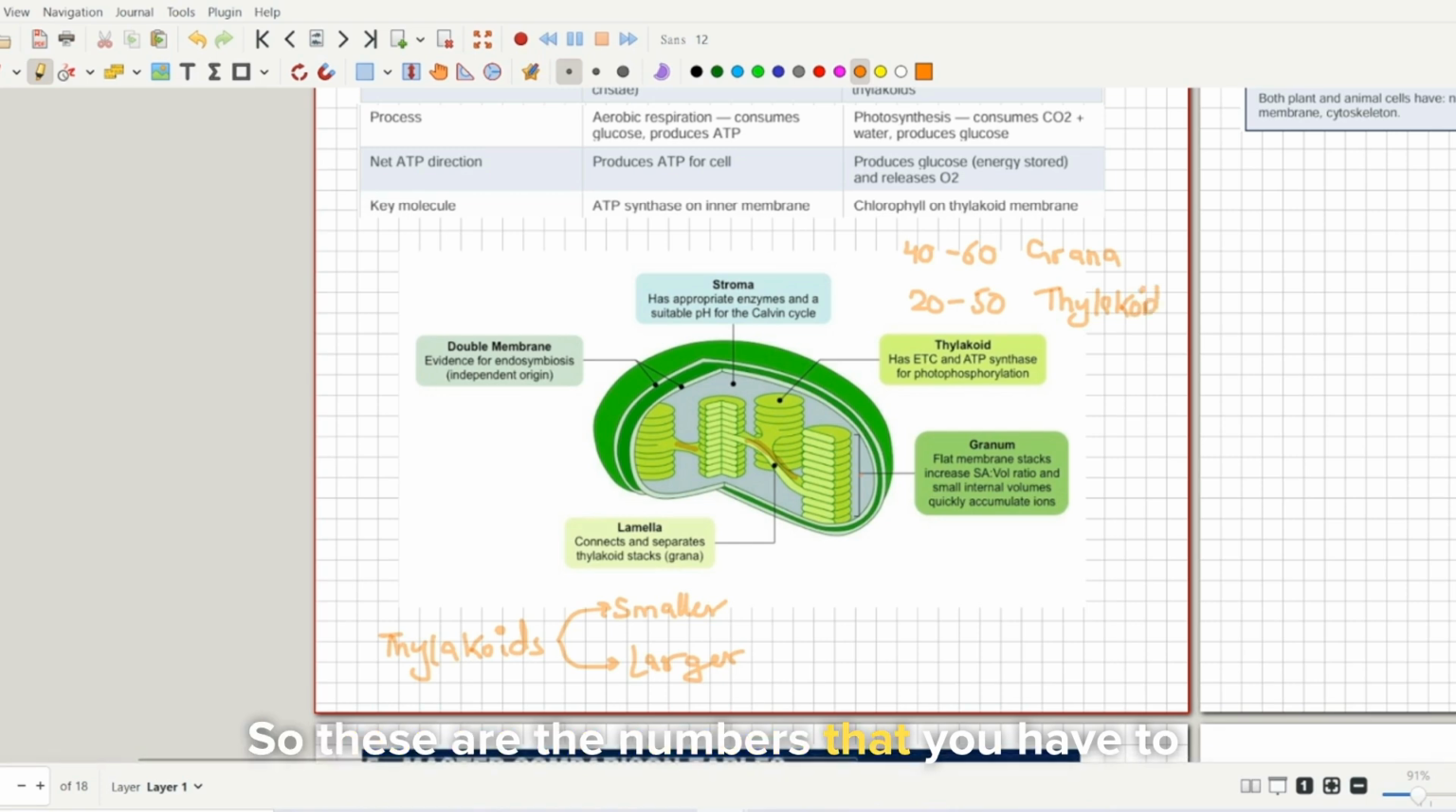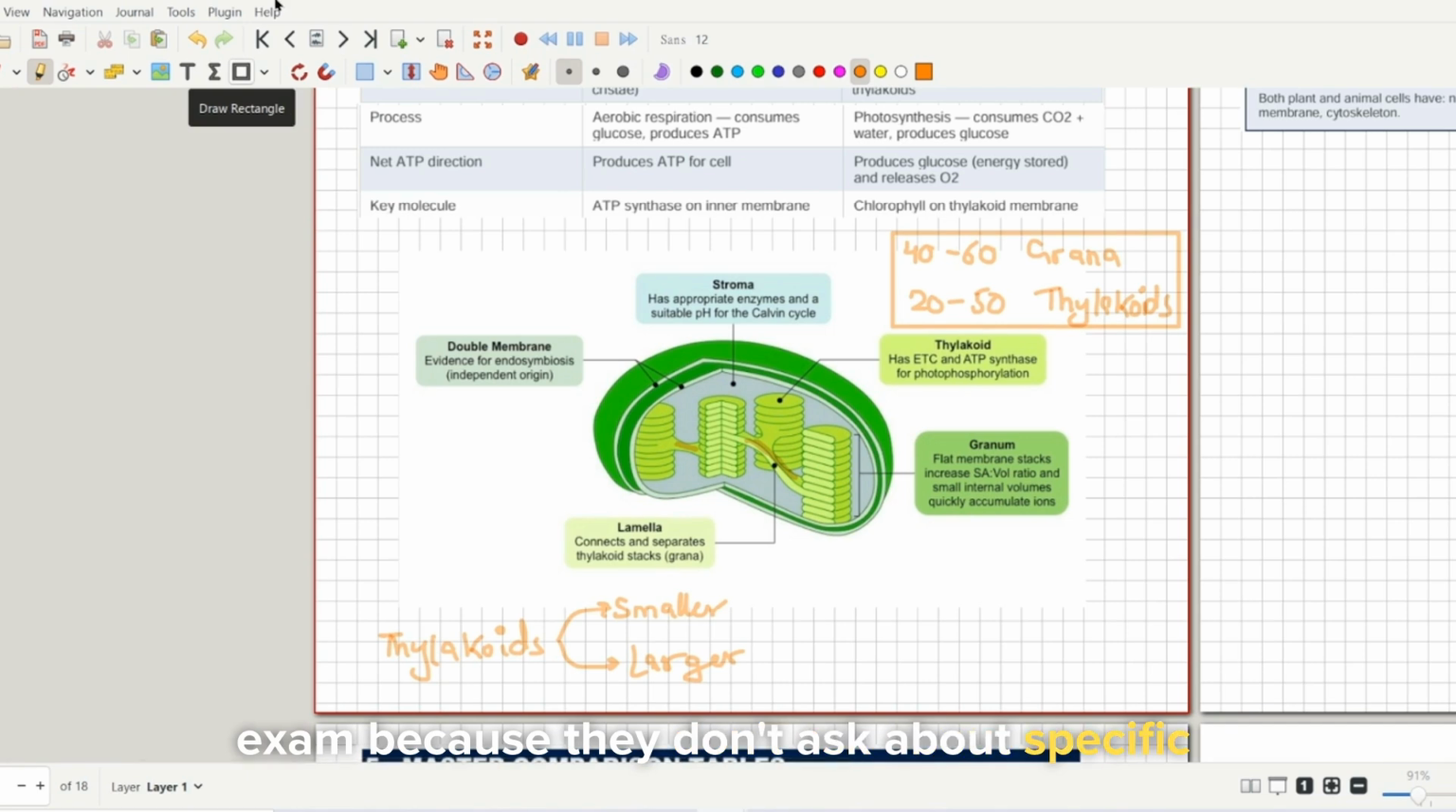So these are the numbers that you have to memorize, because they can vary from book to book. That's why I wrote down the range they can fall between. These kinds of MCQs are rare in the IMAT exam because they don't ask about specific details, but they are really important because you have to know the number of grana and thylakoids, because they might ask. We can't be sure about anything in competitive exams, so we have to be ready for anything that can happen there. The question could be straightforward, it could be about numbers, it could be about concept, it could be about process. So we have to be really careful and strategic in our preparation.